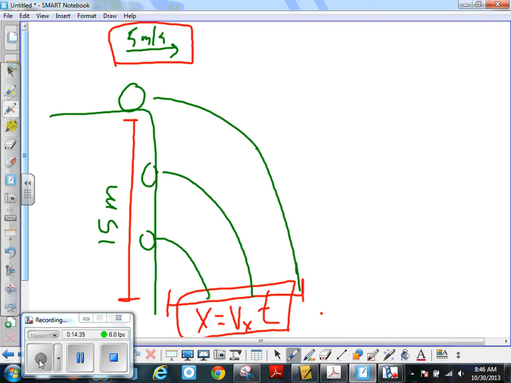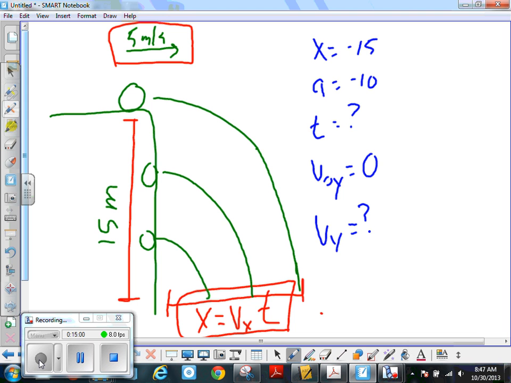Okay, so on my variable list, I have my displacement is negative 15, my acceleration due to gravity is negative 10, my time is what I'm looking for, my v sub naught in the y direction is 0, my v in the y, I don't know at this point. I'm looking for time. So I look at all my formulas, and I notice I can use this one right here: x equals v sub naught t plus 1/2 at squared. And that one's so nice because I don't have an initial velocity, so I cancel that out.